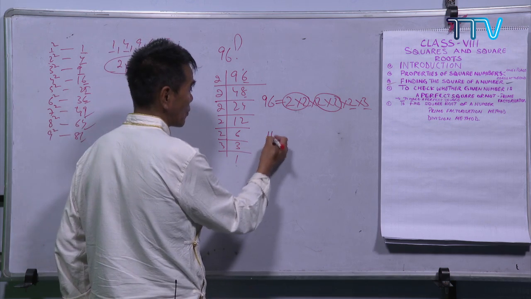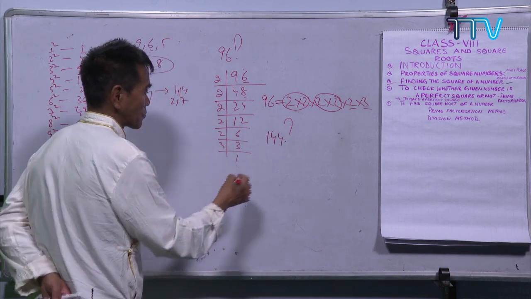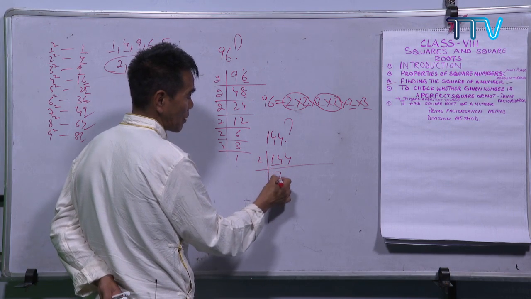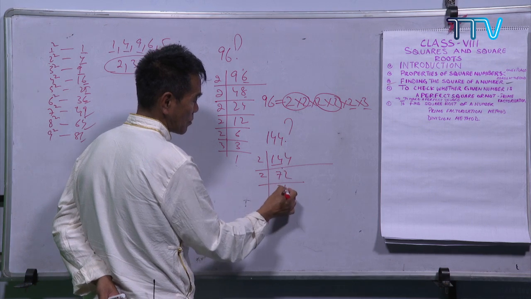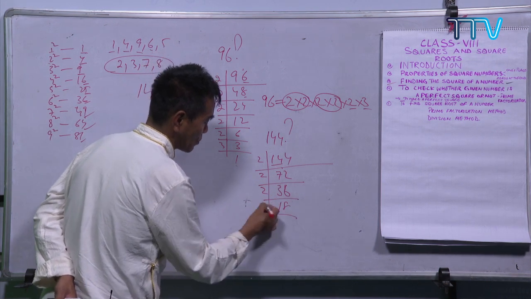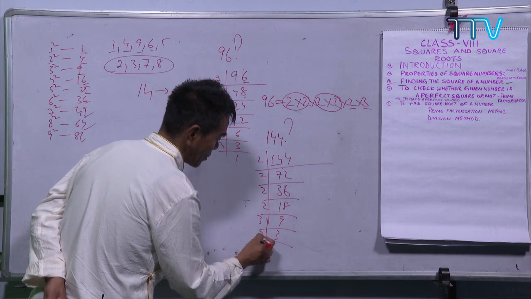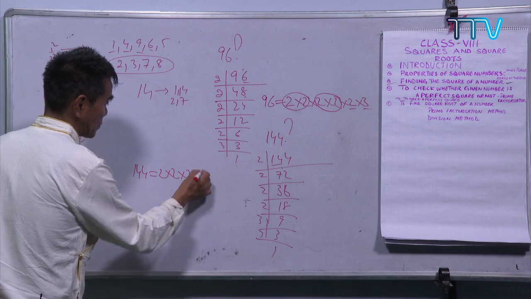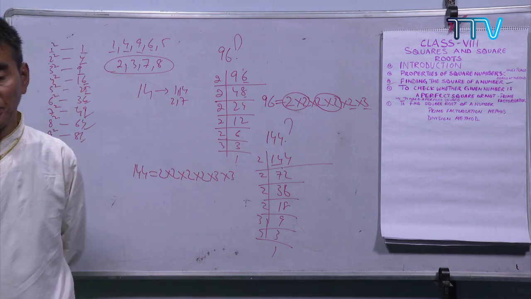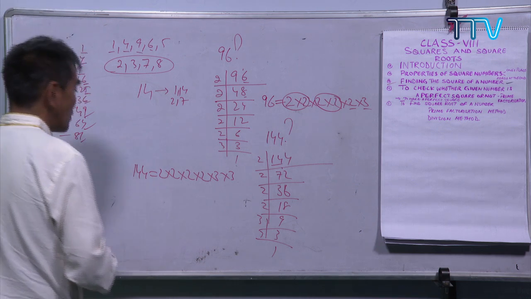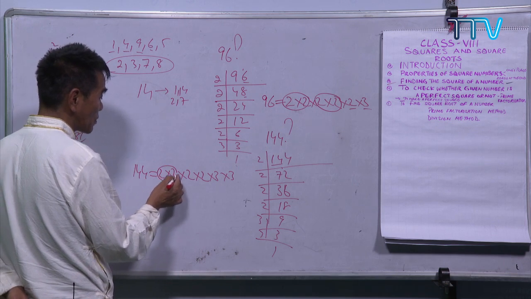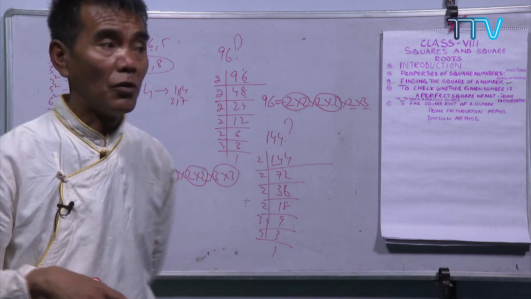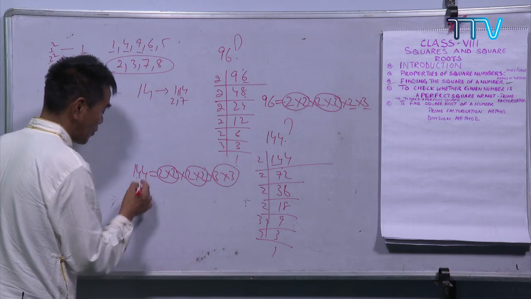Next example: 144. Is 144 a perfect square? Find the prime factors of 144: 2 times 72, 2 times 36, 2 times 18, 2 times 9, 3 times 3, and 3 times 1. So 144 is a product of 2 multiplied by 2 multiplied by 2 multiplied by 2 multiplied by 3 multiplied by 3. Group the equal factors in pairs. All factors are paired and no factors are left over without a pair. This means 144 is a perfect square.